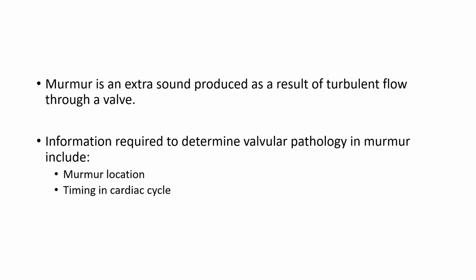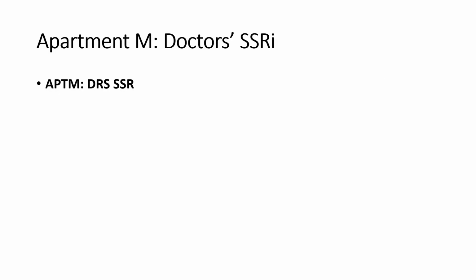Murmurs are extra sounds produced in the heart as a result of turbulent flow through a valve. When the location of the murmur is provided and its timing in the cardiac cycle is known, it is simple to identify the affected valve and make a diagnosis. Now we'll start with Apartment M, APTM, Doctor's SSR.